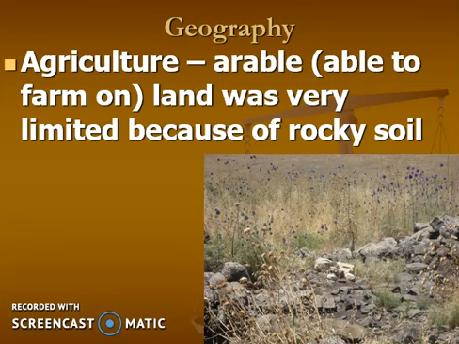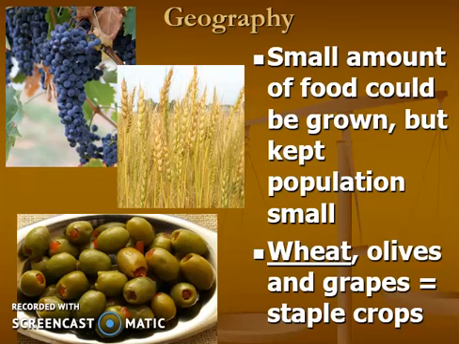Agriculture is going to be important but difficult in ancient Greece. In order to grow crops, you usually need flat land. And because of all the mountains in ancient Greece, a lot of the agriculture is going to happen close to the sea, because that is where the mountains are much lower or non-existent, where land is at sea level. So agriculture, arable land, so arable meaning able to farm on. Arable land was limited because of the rocky soil, but some food could be grown.